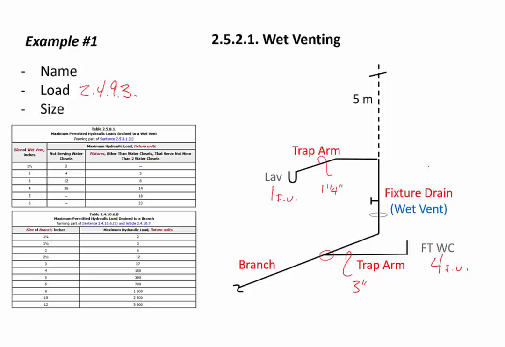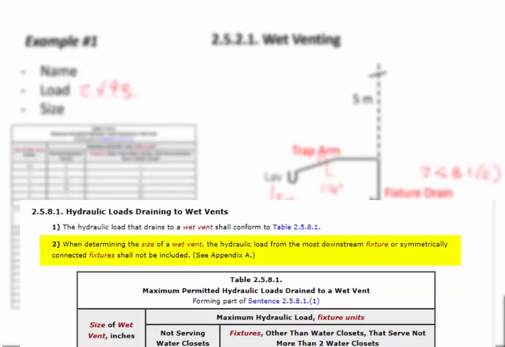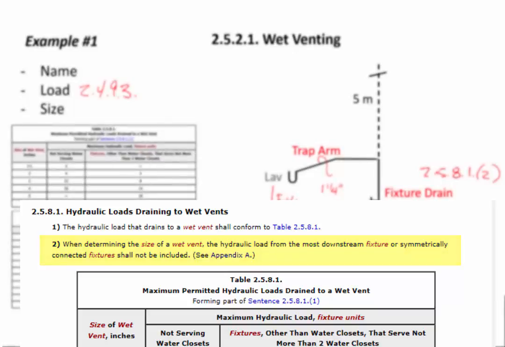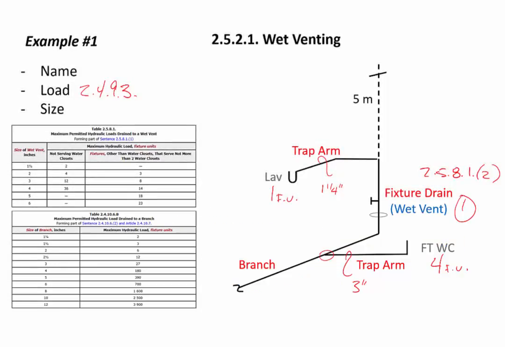So if we look at sentence 25812, it will direct us that we do not include the most downstream fixture's load that is connected to the wet vent. So whether it's 1 or 2 water closets, a water closet and another symmetrically connected fixture, or 2 other symmetrically connected fixtures, we do not include their load when we size the wet vent. So it's only the load of fixtures that drain into the upper portion of the wet vent that we include, and we include all their loads. Here it's just the 1 fixed unit to be included from the lavatory above.